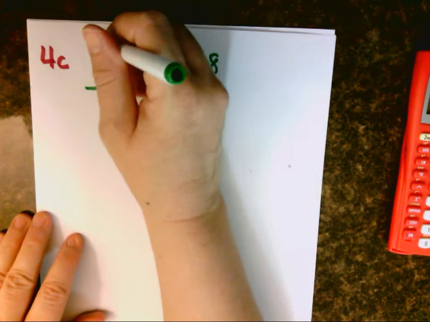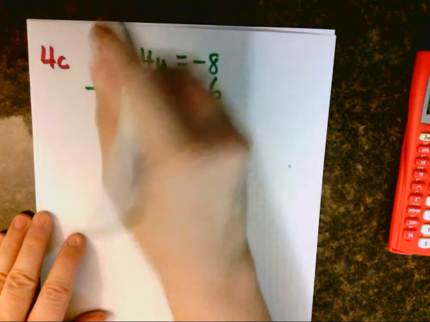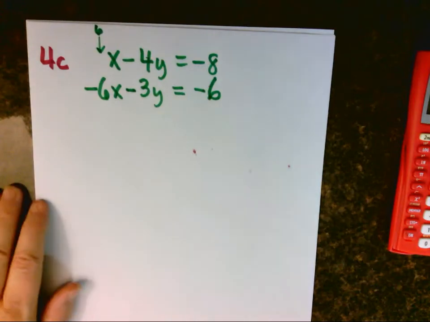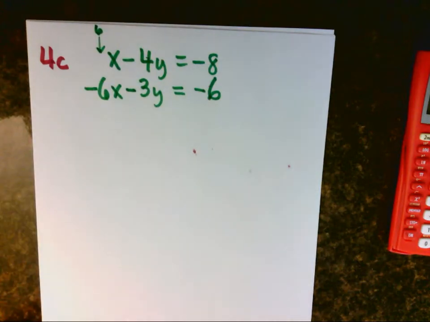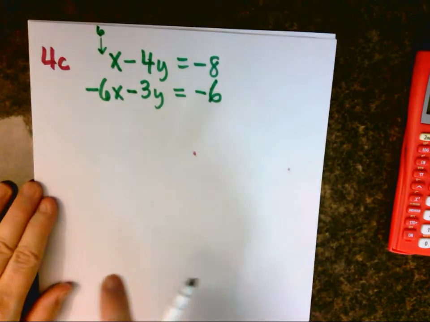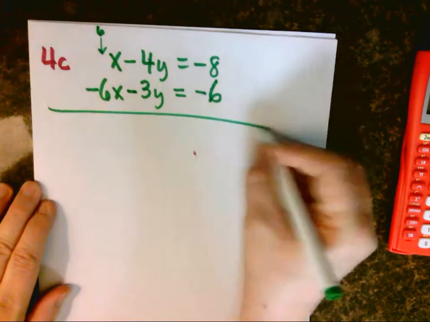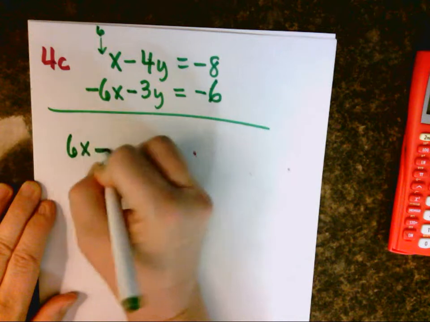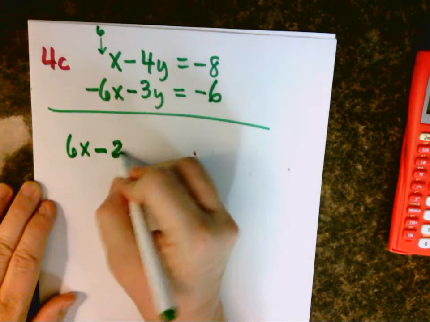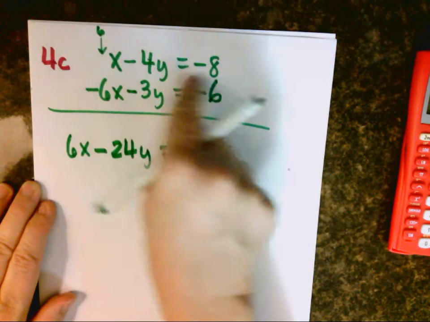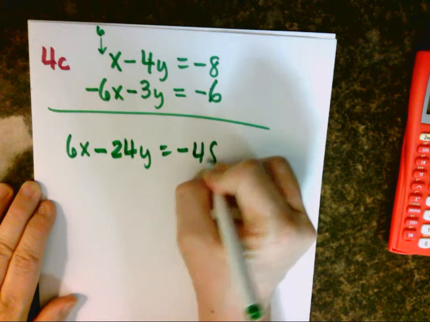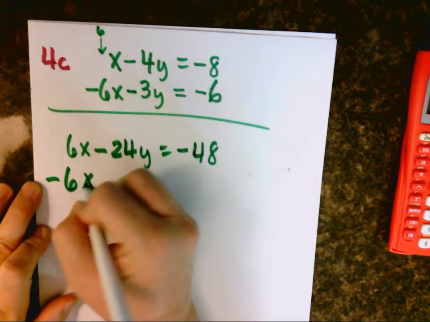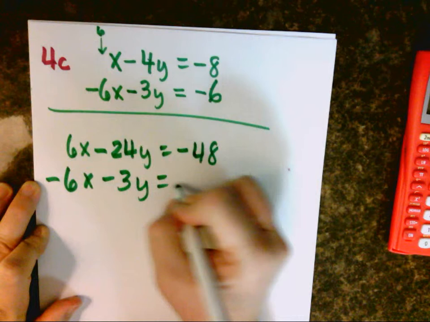I'm just going to try to get, my plan is to get a 6 in front of this so that I'll have the opposites there and get rid of my x's. Okay, so I'm going to multiply the first equation by 6. So I get 6x minus 6 times 4 is 24, y equals 6 times 8, negative 48. Now I'm going to copy the second equation just the way it was.